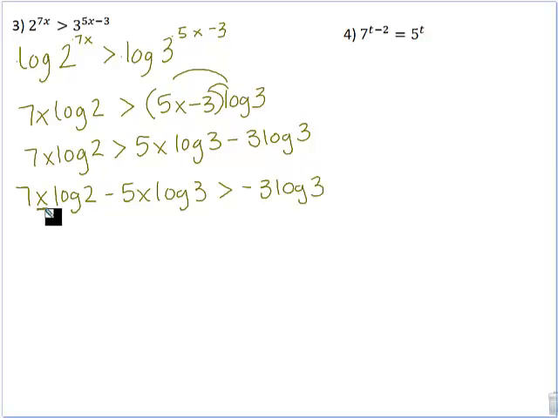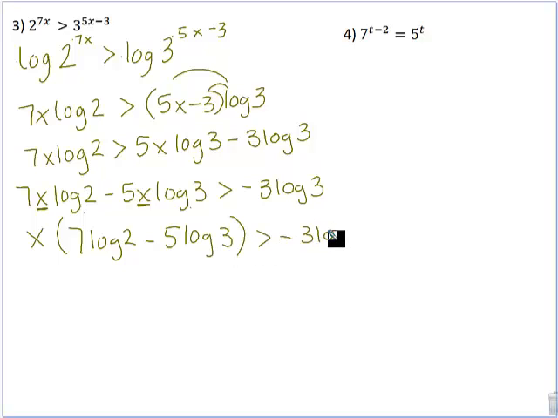Now notice here we have x's in two locations and we do not have like terms because they're different logs. The first one is a log of 2, the second one's a log of 3. So what we can do is we can take that x out. So we'd have x times 7 log of 2 minus 5 log of 3 should be greater than negative 3 log of 3. And then finally, to get our x alone, we can divide both sides by that 7 log of 2 minus 5 log of 3.